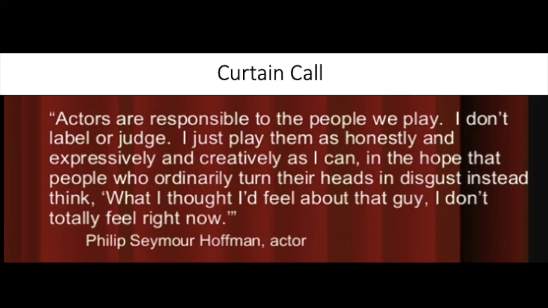Curtain call, starting with a quote. Actors are responsible to the people we play. I don't label or judge. I just play them as honestly and expressively and creatively as I can, in the hope that people who ordinarily turn their heads in disgust instead think, what I thought I'd feel about that guy, I don't totally feel right now. And that's by Philip Seymour Hoffman.